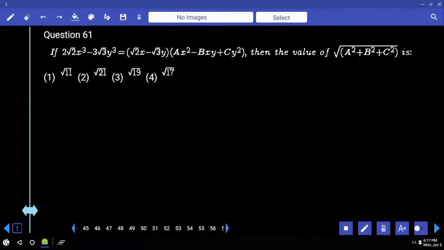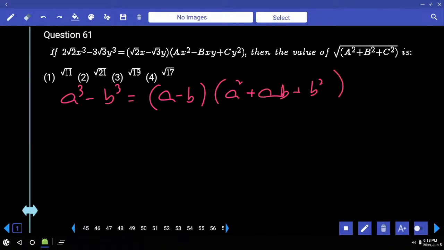2√2x cube minus 3√3y cube is equal to (√2x minus √3y)(ax square minus bxy plus cy square). It is in the form a cube minus b cube, which is equal to a minus b into a square plus ab plus b square. That is the rule. Here we can write it as √2x whole cube minus √3y whole cube, isn't it?